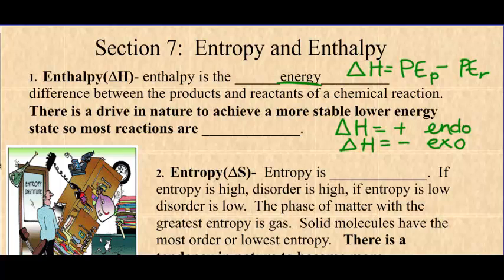Well, processes that happen all by themselves don't absorb energy because they'd be unlikely to happen, right? If a lot of energy has to go into a process, it's unlikely to occur. But if not a lot of energy has to go in and a lot of energy comes out, it's more likely to occur. So there is a drive in nature to achieve a lower energy state. And if you achieve a lower energy state, then you're undergoing an exothermic reaction. Delta H is negative.